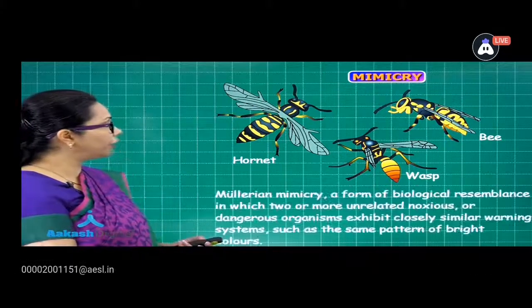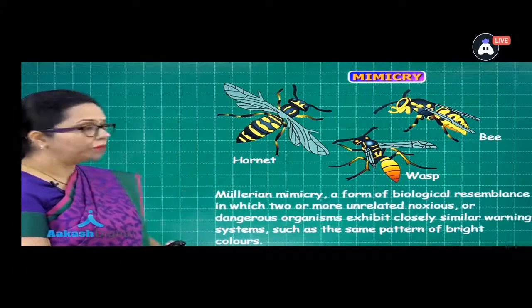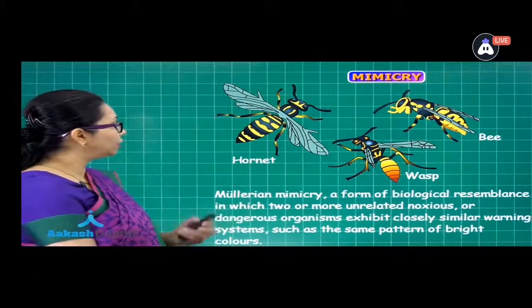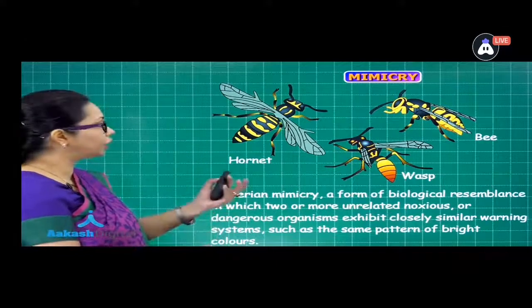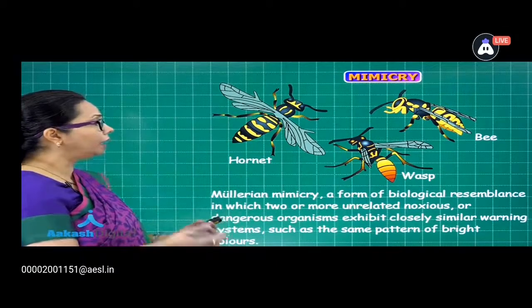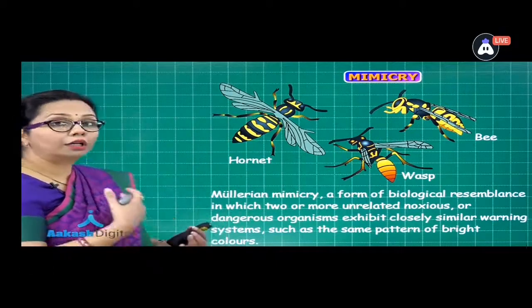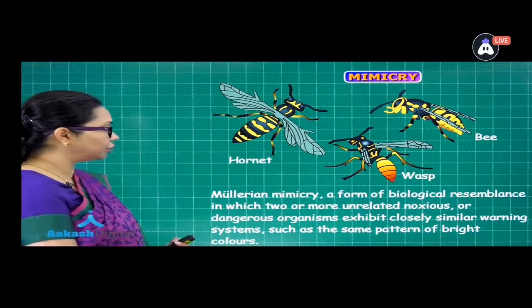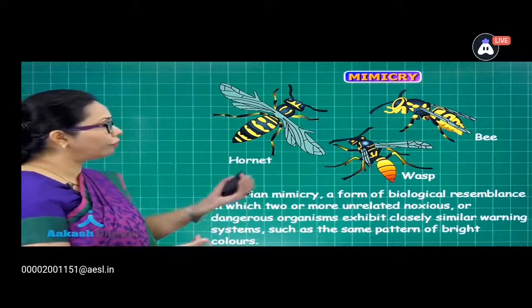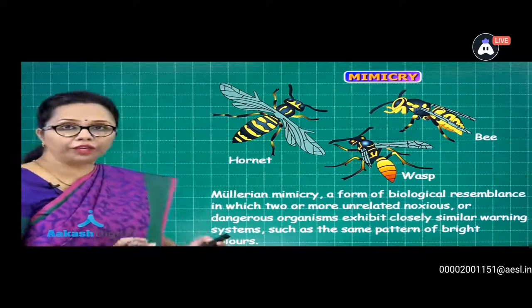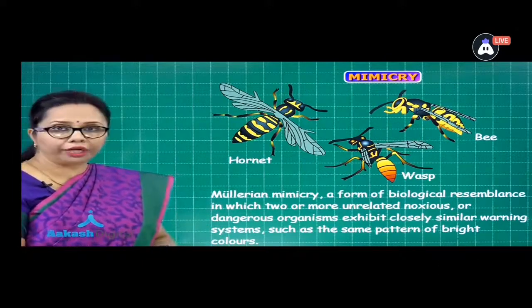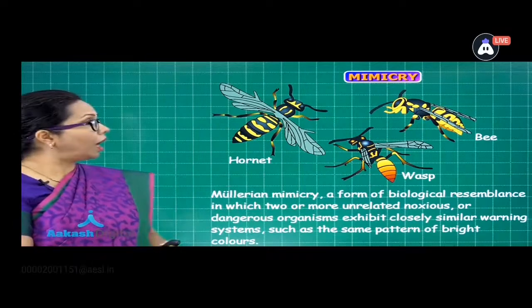Now, this kind of mimicry is called Müllerian mimicry. And here there is a resemblance between unrelated species which are noxious or dangerous, and they are exhibiting a similar kind of warning system, such as the same pattern of colors over here. And this way, all three of them are protected from the predator birds.